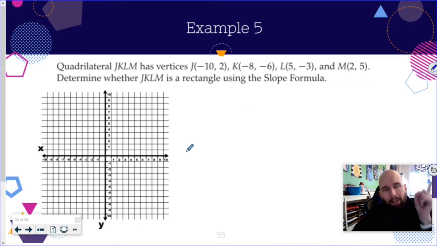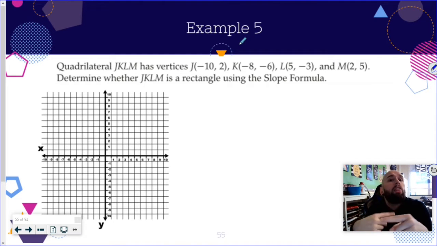Now, if it's a rectangle, two sides have to be parallel. Another pair of two sides have to be parallel, which means the slopes of parallel sides are the same. But not only do we need that, we need to determine if they're perpendicular. Perpendicular slopes are negative reciprocals of each other.